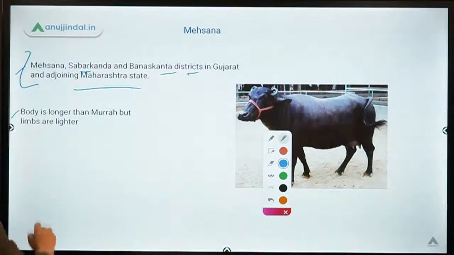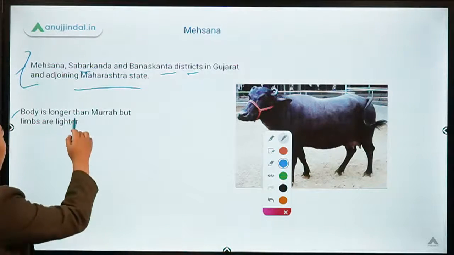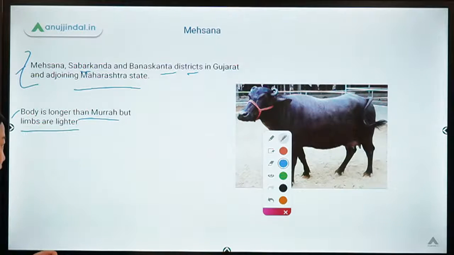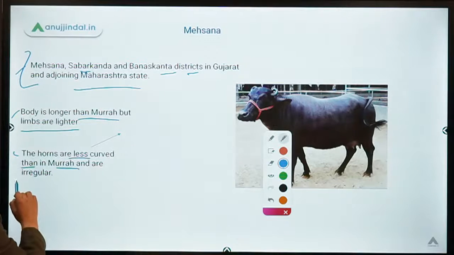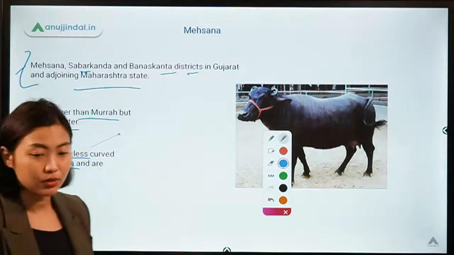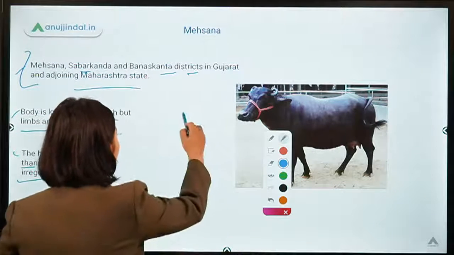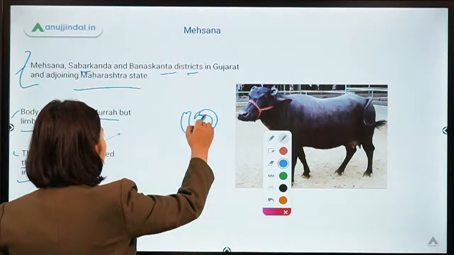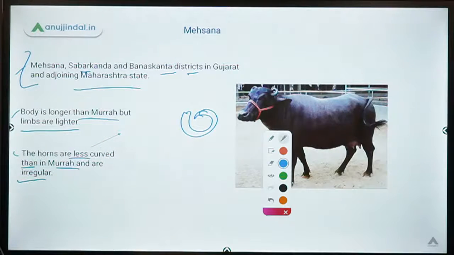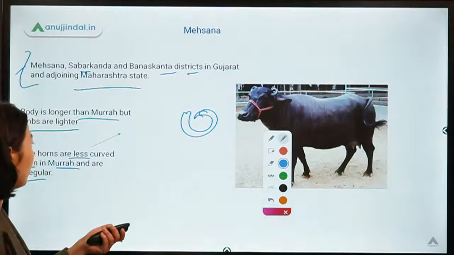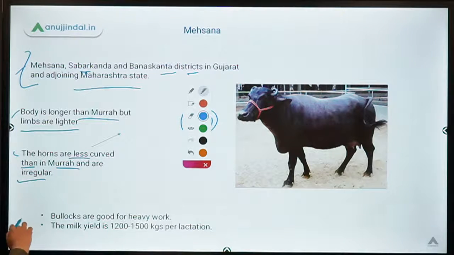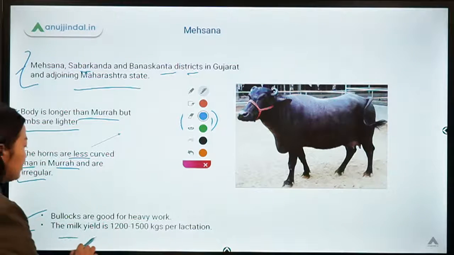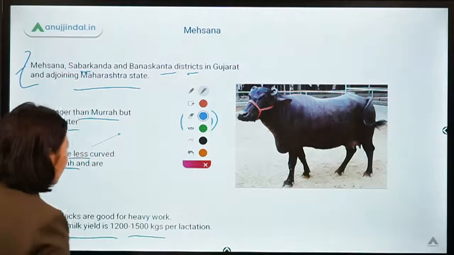Another point you need to remember is that the body is longer than the Murrah, but the limbs are lighter. The horns are less curved than in Murrah and are very irregular. In Murrah, we found that the horns were very curved towards the inside, but in this breed the horns are less curved comparatively. These buffaloes are good for heavy work, and the milk yield is about 1,200 to 1,500 kilos per lactation.